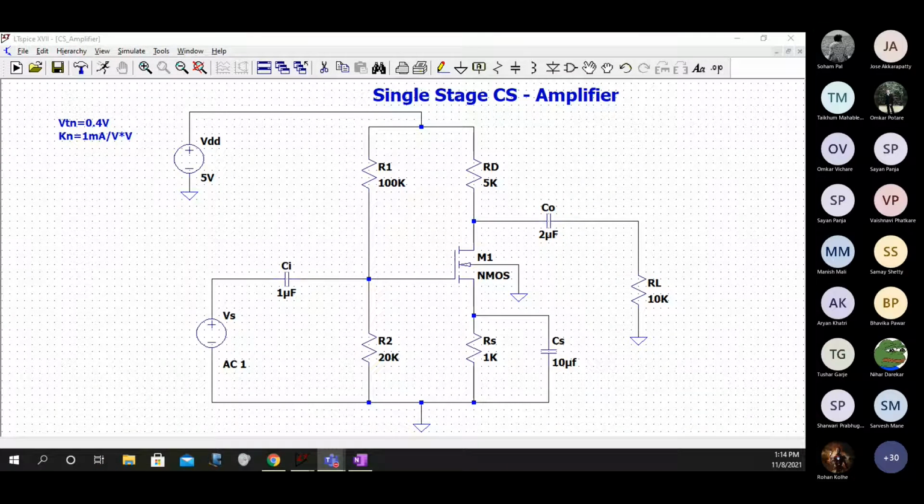So this is our today's circuit where we will first see what happens because of single staging. Then we will see the frequency response, and then we'll try to measure input impedance, output impedance, and things like that, and then we'll go on.